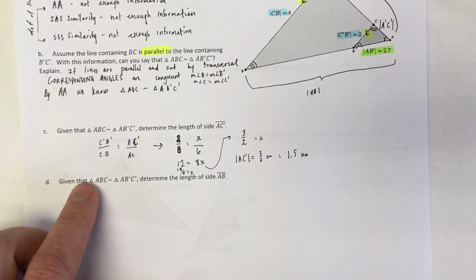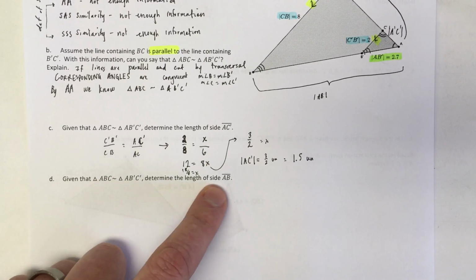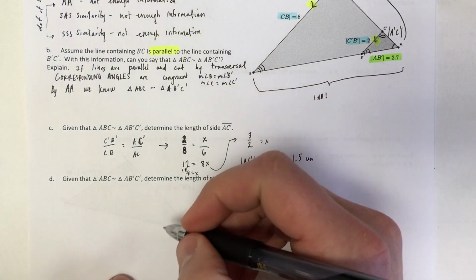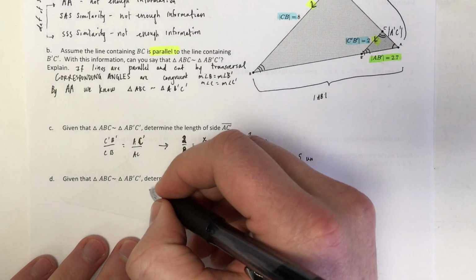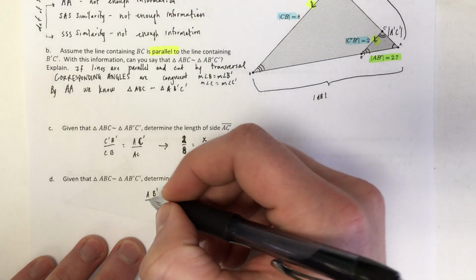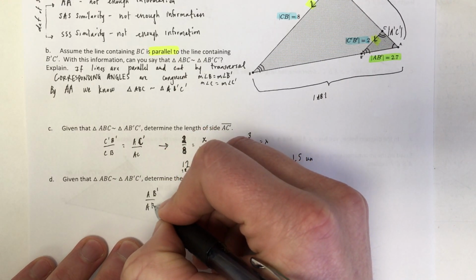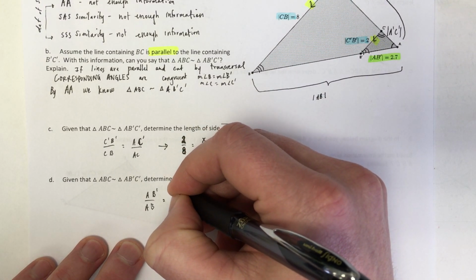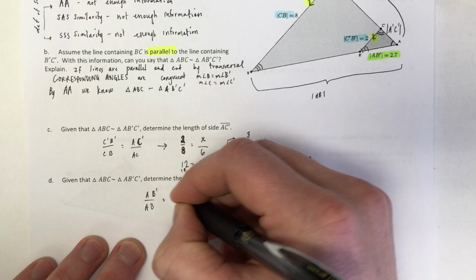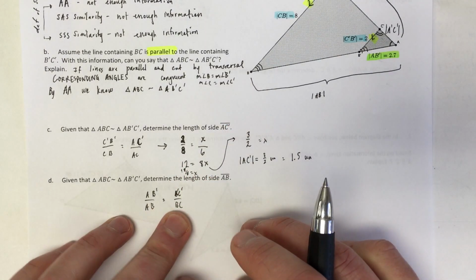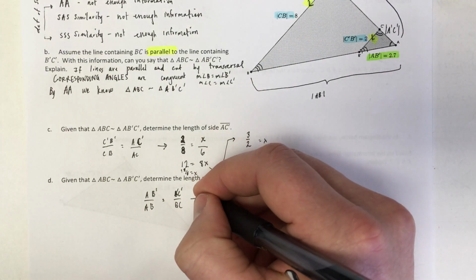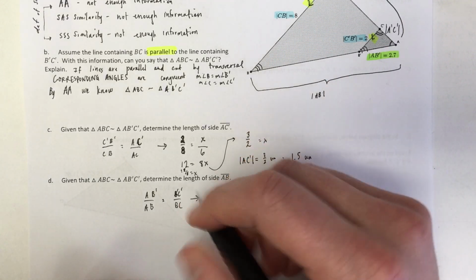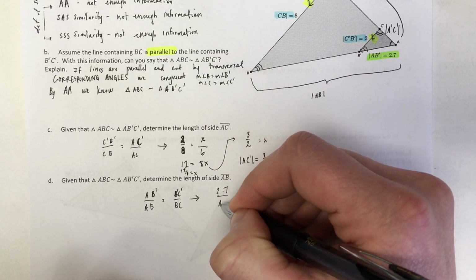Okay. The last says, given that the triangle is similar, determine the length of side AB. And so AB is this big long distance. So I look at it something like this. So A prime B over AB equals B prime C prime over BC. It's good to write these out. It's just that way you can make sure you're coordinating your corresponding sides properly. And so A prime B is 2.7. AB is what we're looking for.